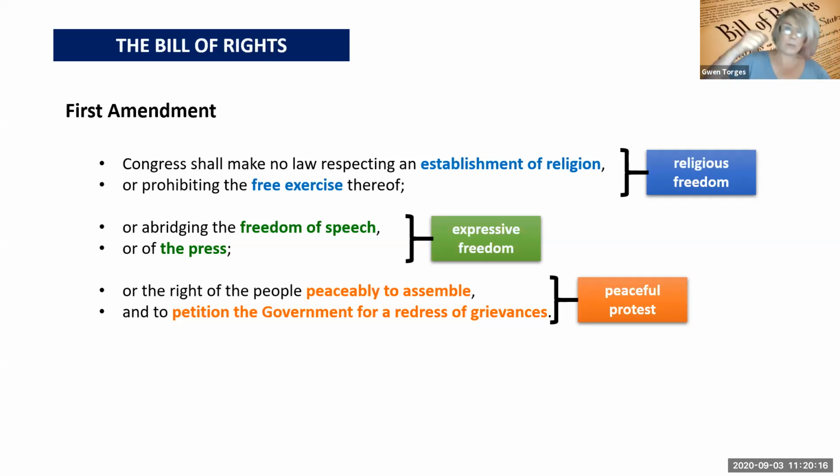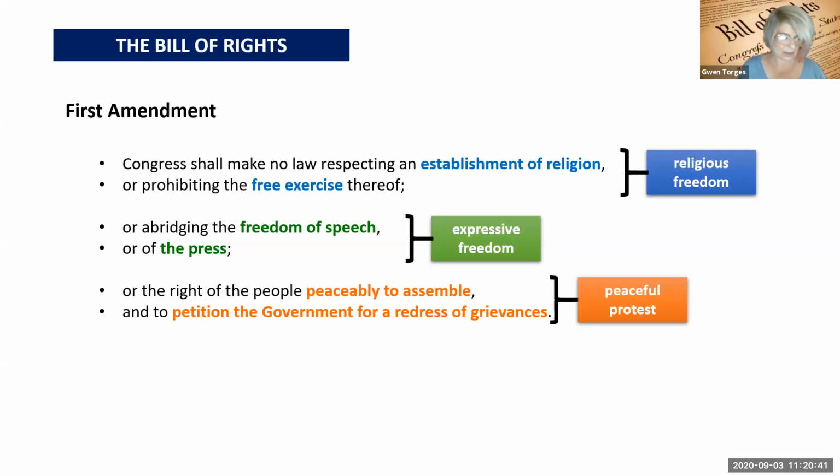And I can put it on a sign, I can yell it to them. And as long as it's peaceful and as long as I don't block their entrance into the building, I have the right to do that as well. So that's an extension of our expression rights. And so it's a lot packed into the First Amendment. Taken together, you could say that they protect rights of conscience.